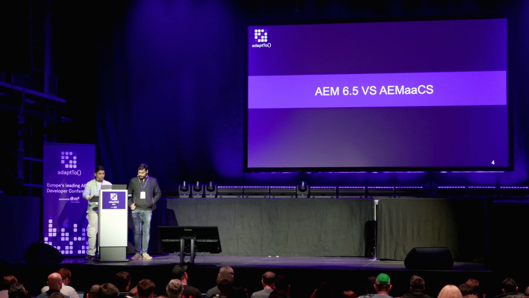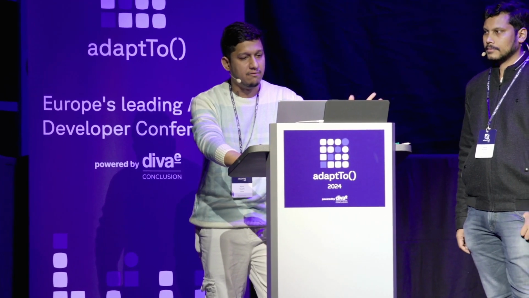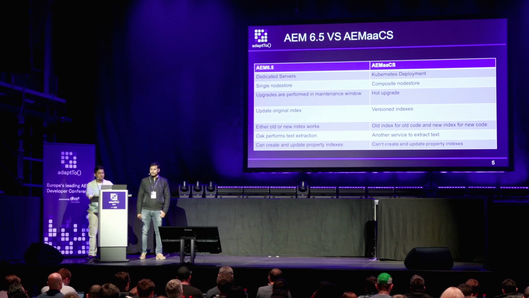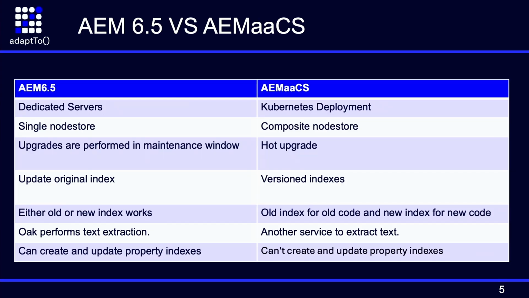Okay, so we'll start. First, I'll talk about some key differences between AEM 6.5 and cloud service. One of the major changes that happened when we moved from 6.5 to cloud service was how AEM is actually deployed. On 6.5, we have dedicated servers for the AEM instances, be it on-premise or AMS. And with cloud service, we have a Docker-based Kubernetes deployment. On 6.5, we have a single node store, be it RDBMK or MongoMK. But with cloud service, we introduced something called a composite node store, which is composed of different mounts that can be read-write and read-only.